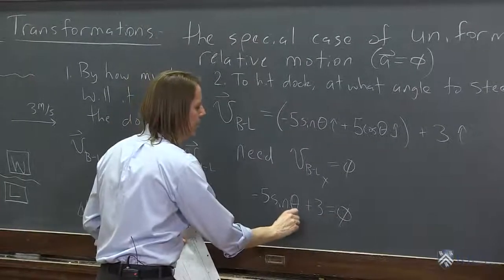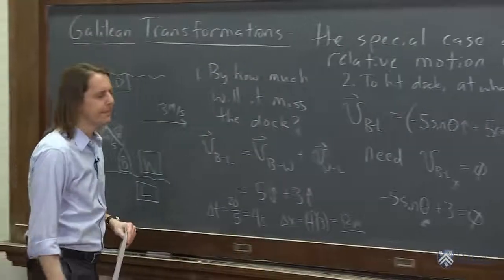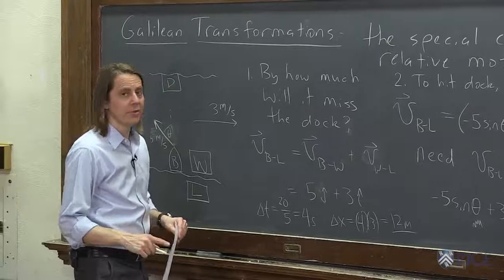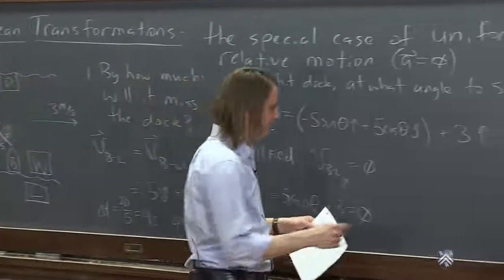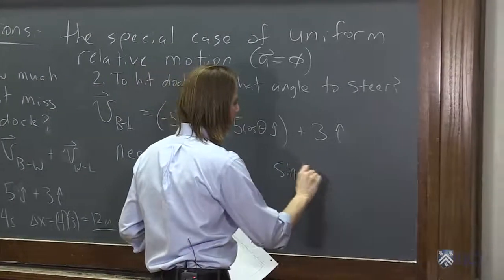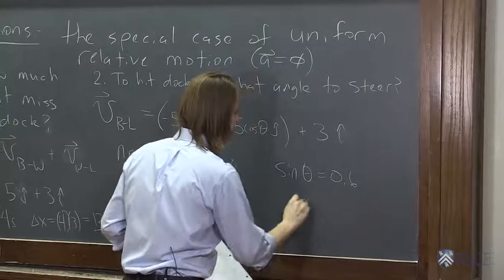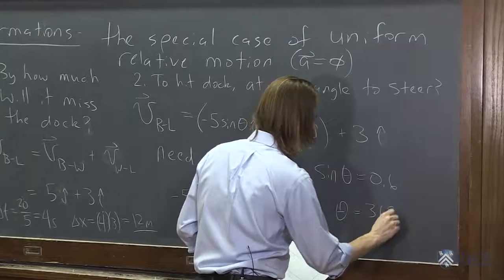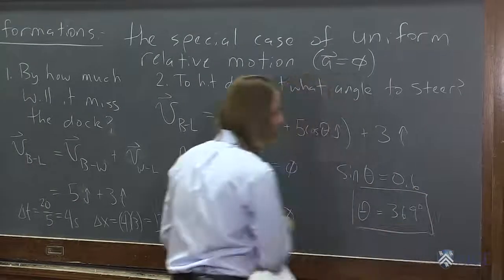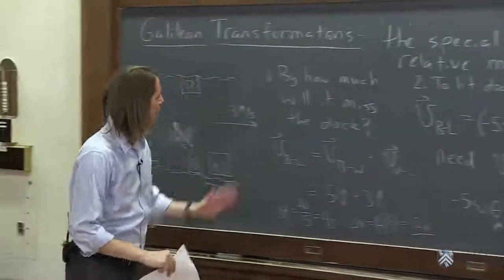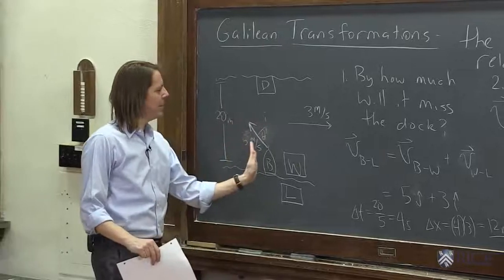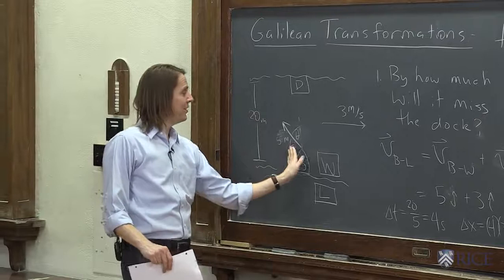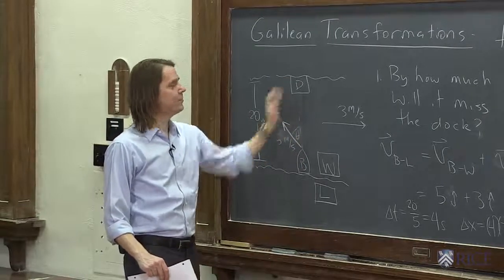And the only unknown is theta. So sine theta equals 3/5. Sine theta equals 0.6. And theta, if you take the inverse sine, is 36.9 degrees. So if the captain takes off at 36.9 degrees to the normal, it won't go in a curve and get swept back. The boat will be tilted and it'll just go north just like that and hit the dock.